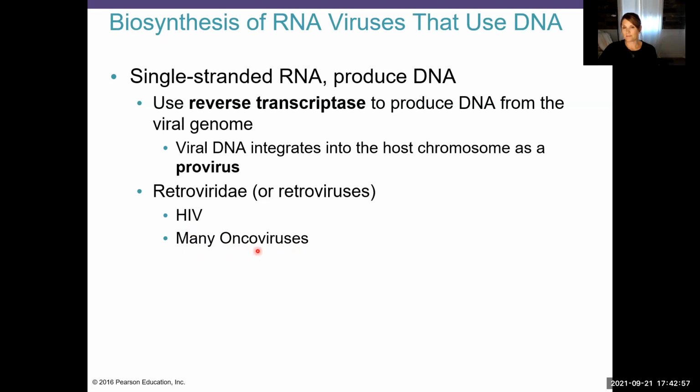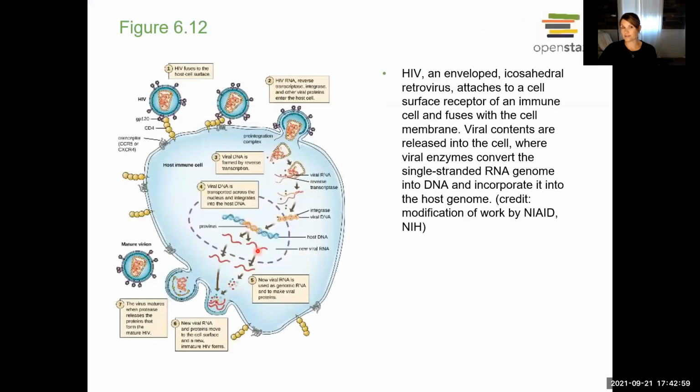Okay, so let me show you a picture of how HIV works. Okay, this is figure 6.12 in your textbook. Sorry, some of these figures, you guys, are horrible in the OpenStax book. But I think you'll get the idea here. Okay, so HIV is an enveloped virus. Okay, it's an enveloped RNA retrovirus. It's icosahedral shaped. You can see that capsid shape here. Okay, it's enveloped, and you can see that here. You can see these purple spikes.